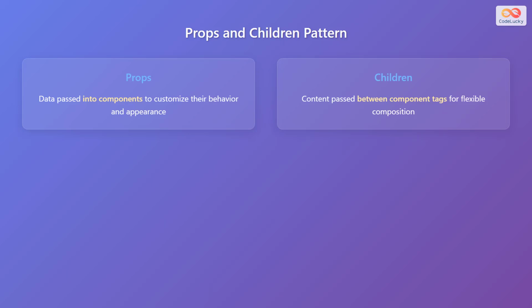Let's delve into the concepts of props and children. Props are data passed into components to customize their behavior and appearance. They're like arguments you pass to a function, allowing you to configure the component's output. Children, on the other hand, represent the content passed between component tags. This pattern gives you a way to create flexible and dynamic compositions, allowing parent components to inject content into their children.